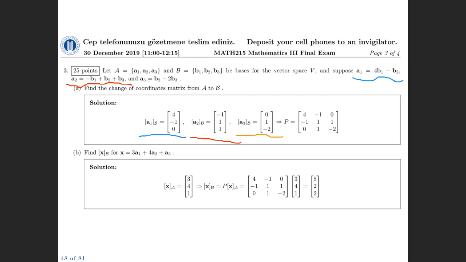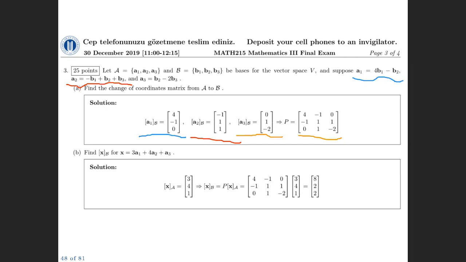And then, as we've seen earlier, the change of coordinates matrix we want is just the matrix where these are its columns. First column 4, minus 1, 0. Second column minus 1, 1, 1. And third column 0, 1, minus 2. And that's it. That's pretty much all we need to do. Just write a few sentences to explain what you're doing, and that's the answer to part A.